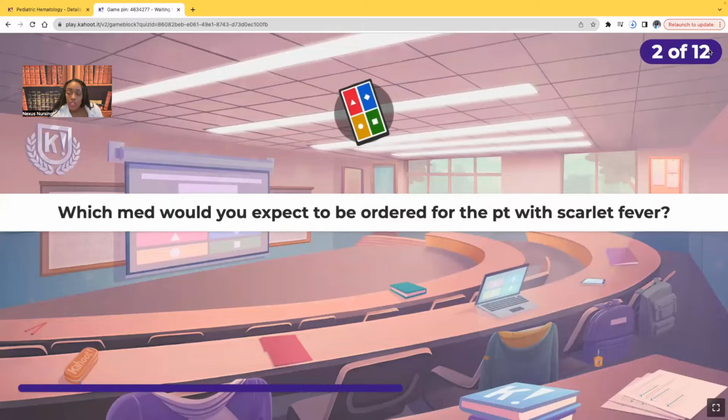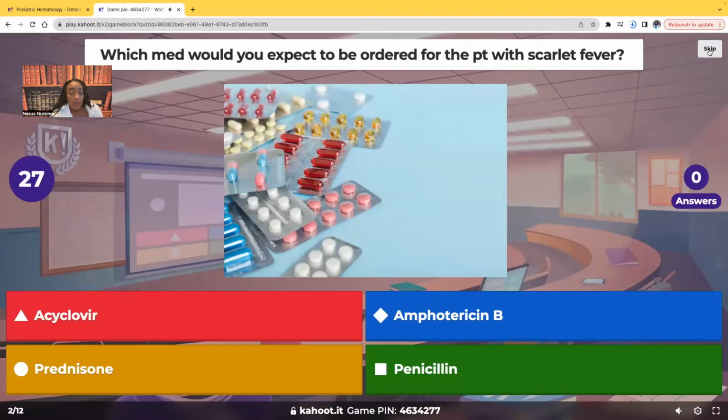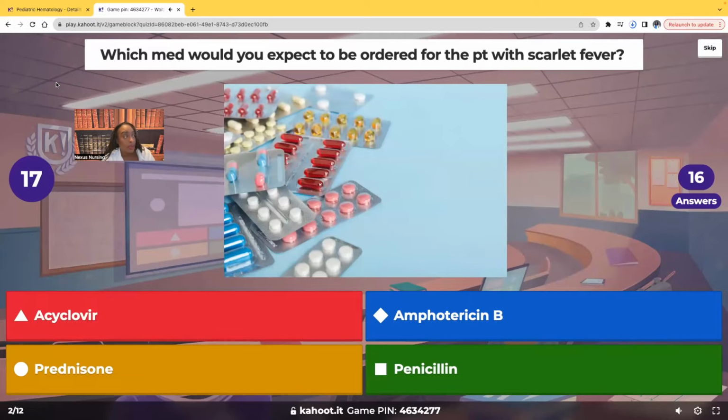Which medication would you expect to be ordered for the patient with scarlet fever? Would it be acyclovir? Would it be amphotericin B? Would it be prednisone? Or would it be penicillin? So your patient has scarlet fever. What medication would you expect to be prescribed?